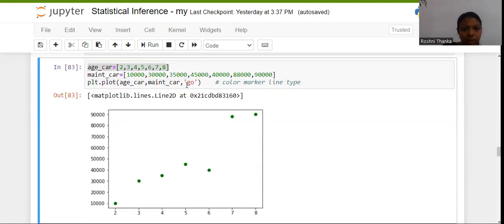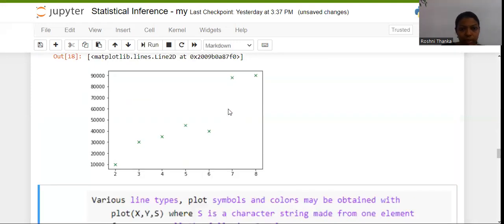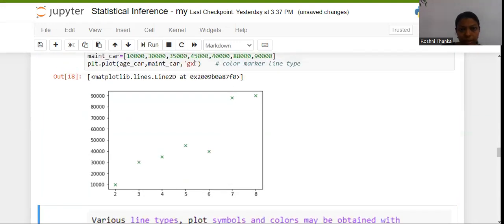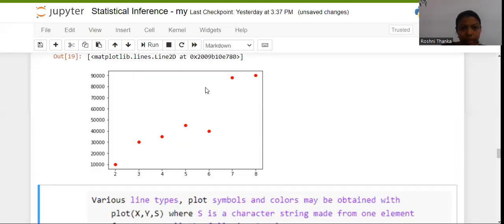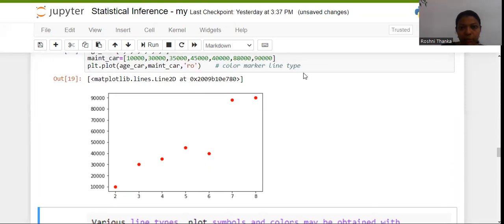So here, what does this g represent? That is a color, and this o represents the marker. Okay. So for example, if I give a different marker as x, I'll get this x mark. Likewise, you can give different options, and if you change the color also, if I say r, you will get the red color. And you can also give the line type.